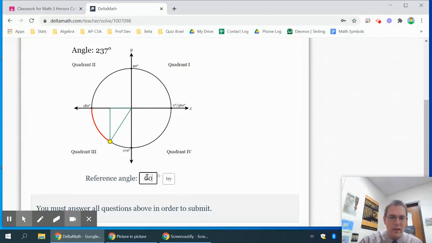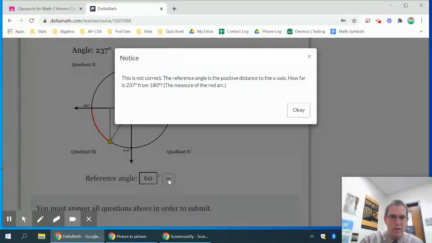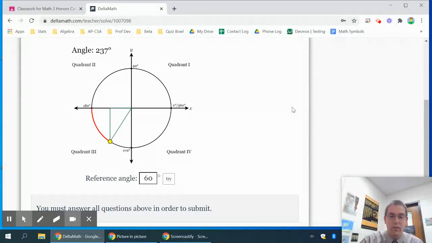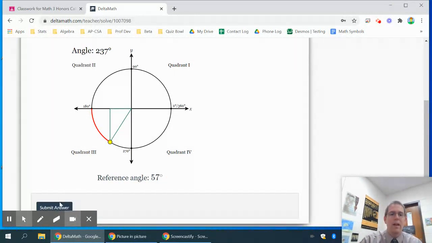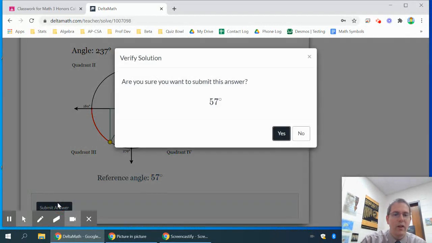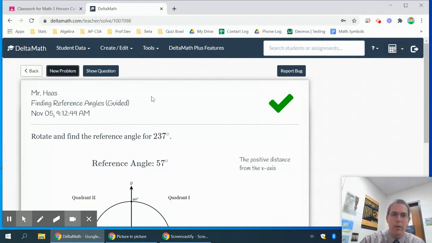If I do 60 and I try it, it's going to say, how far is 237 from 180? It's going to give you a hint. So what I can do now is subtract 237 minus 180 to give you an idea that that's exactly 57 degrees, and submit your answer. Really, with the help it gives you, if you're willing to try them, you should be able to get them right. And it's designed to help prepare you for the next section.